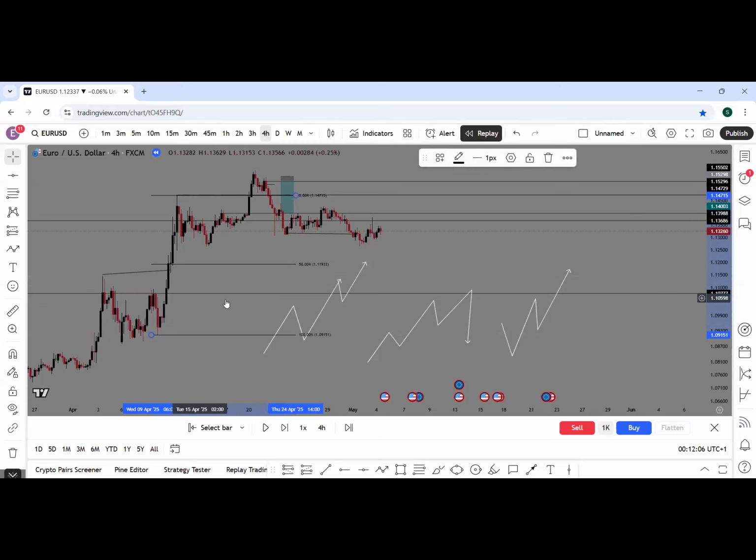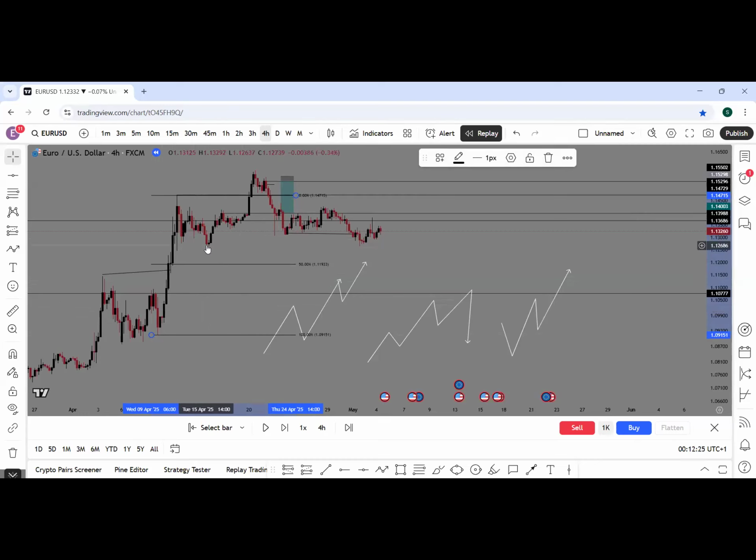is an incomplete pullback. So now this pullback is incomplete. It happened at premium instead of discount. So it's an incomplete pullback. The main pullback should happen from here. So any buy you're looking for, you should be buying from this level here, this zone here.